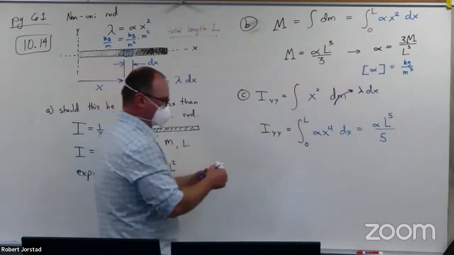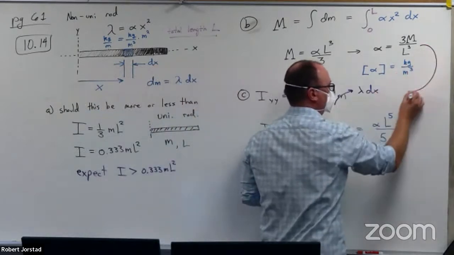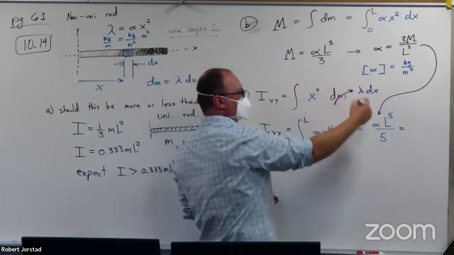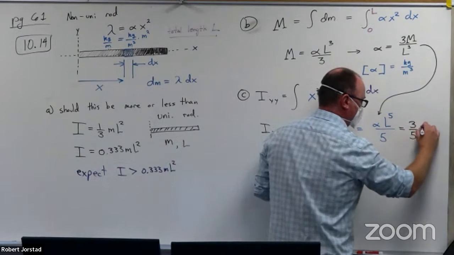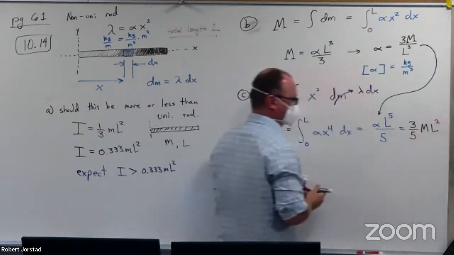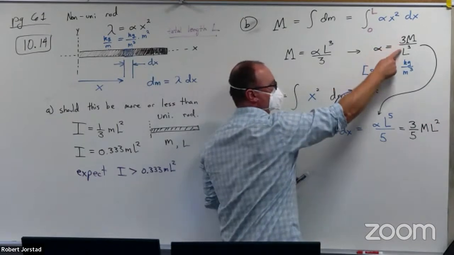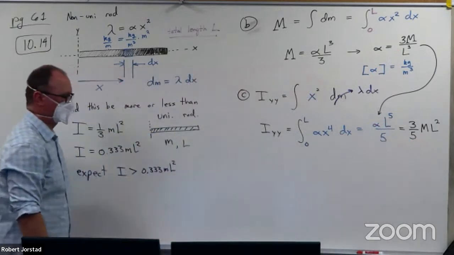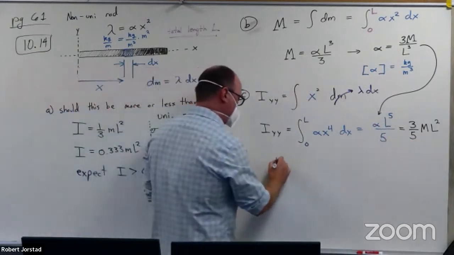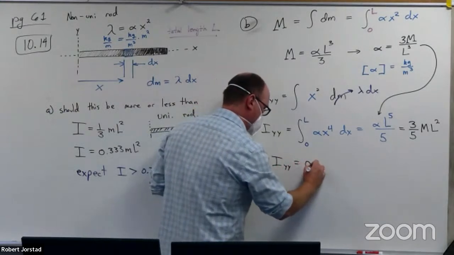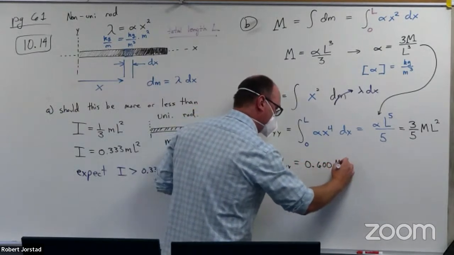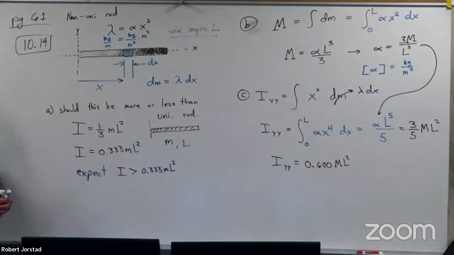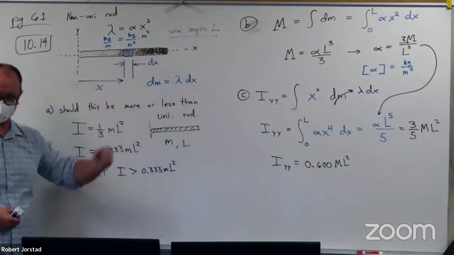When I plug that in, we're going to get 3/5 mL squared. The 3 is up top. The L cubed cancels 2 of the L's. This has the right units of kilogram meter squared. And I can check with a decimal. It's bigger than this one, which is what we expect because more of the mass is far from the axis.